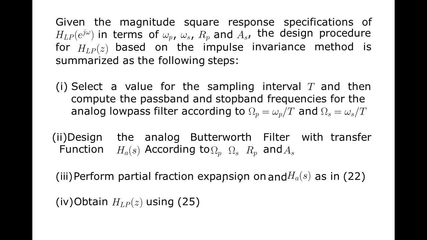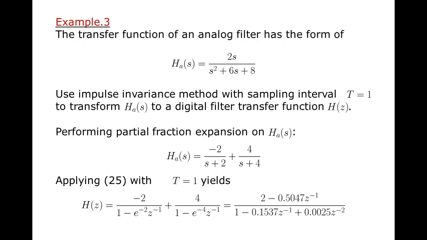Then design the analog Butterworth filter. We had studied already how to design it. Find out the transfer function H_A(s). Then perform the partial fraction expansion, which we have already discussed in previous PPTs, and then by using the transformation, obtain the H_LP(z), that is the digital filter transfer function.